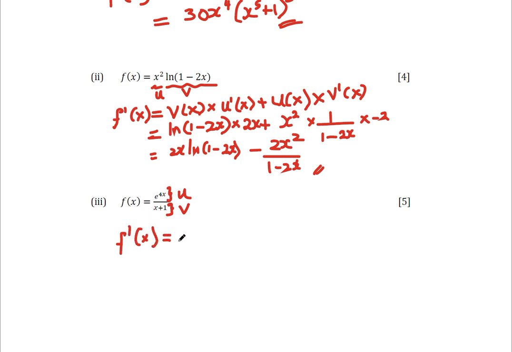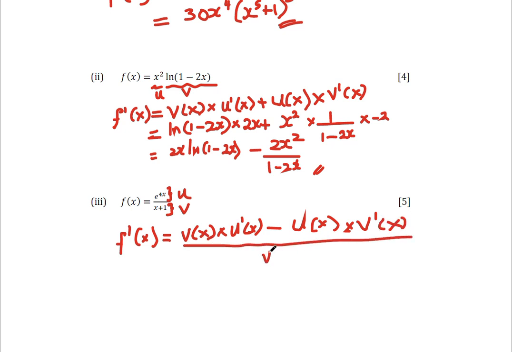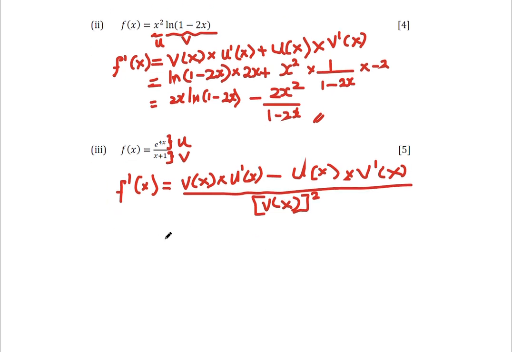So f prime x here would be equal to v of x multiplied by u prime of x. The formula is very similar to the one used for the product rule. But here we're going to subtract u of x multiplied by v prime of x, and we're going to divide all of that by v of x all squared. So when I differentiate here, v of x is what we assigned as v, which is the denominator of x plus 1. So this will be x plus 1.